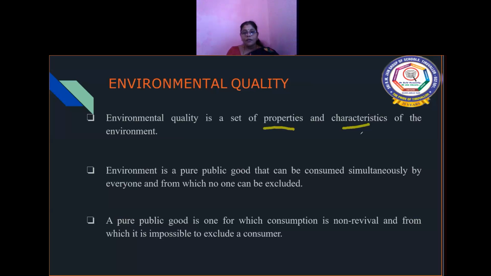The environment is a pure public good that can be consumed simultaneously by everyone and from which no one can be excluded. A pure public good is one for which consumption is non-rival and from which it is impossible to exclude a consumer. So pure public goods pose a free rider problem. As a result, resources are depleted. The contribution of nature to GDP as well as depletion of natural resources are not accounted for in the present system of national income enumeration.